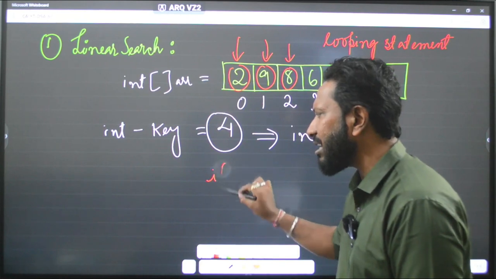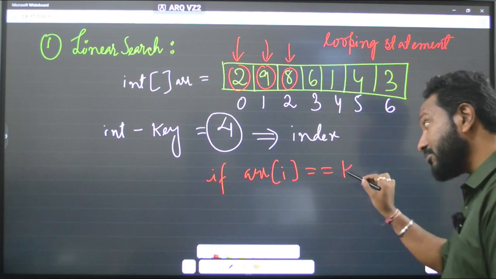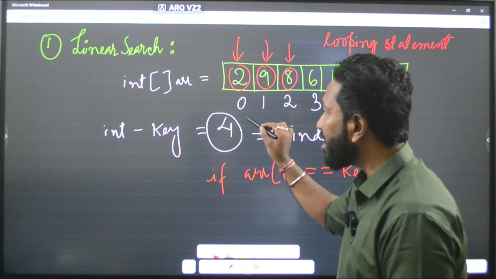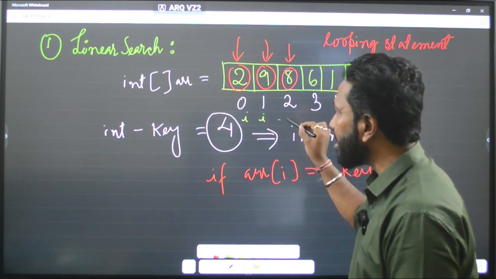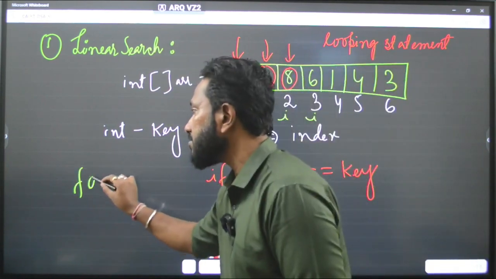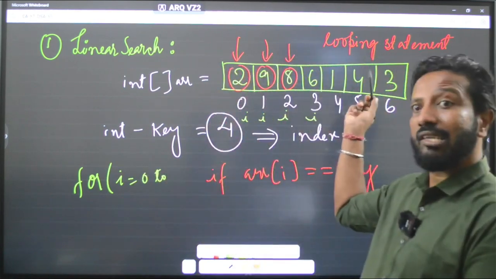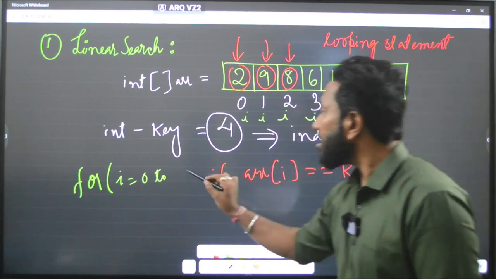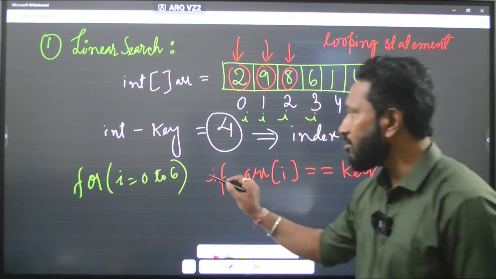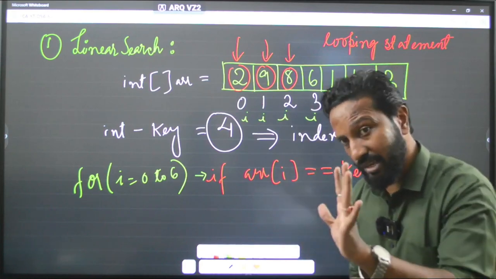The code can be like this: if ARR of I is equal to the key, I goes from here. See, the I value keeps on going like this. I is here, then I is here, then I is here, then I is here. Because it will be a simple for loop. For I is equal to 0 to what? We don't go till the last element. We will go till 6. Right? 0, 1, 2, 3, 4, 5, 6. This for loop, we have this condition. I am just writing you the pseudo code, not the whole code. We will write the code, don't worry.